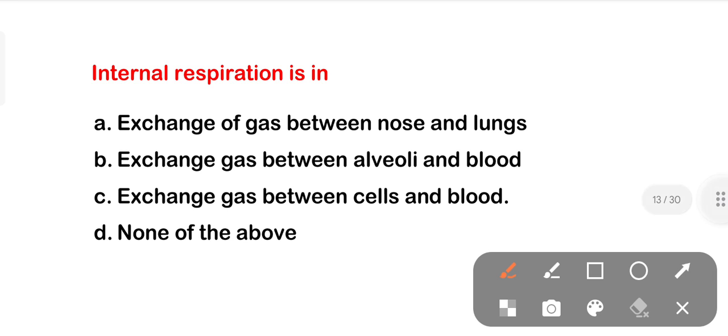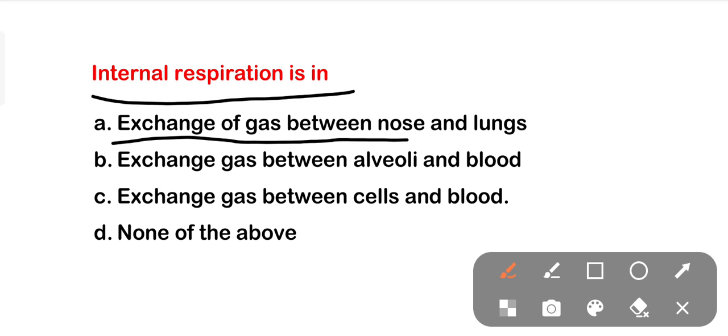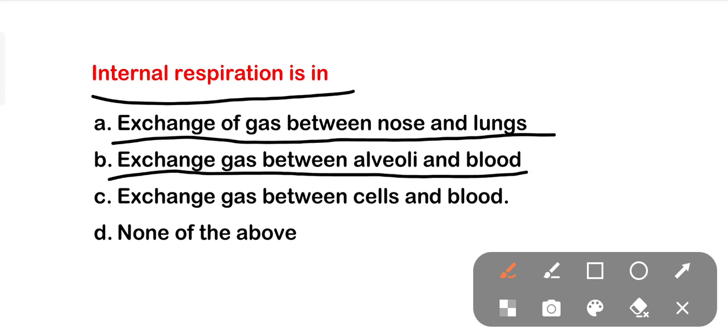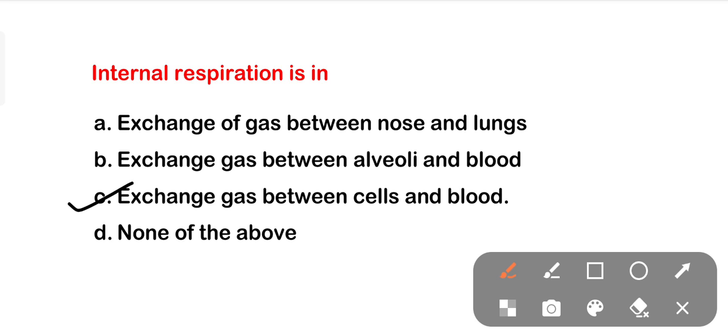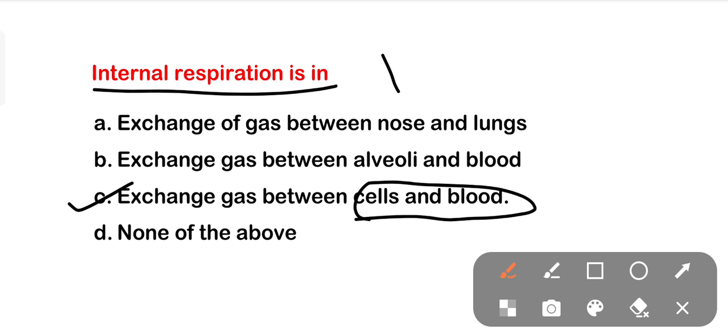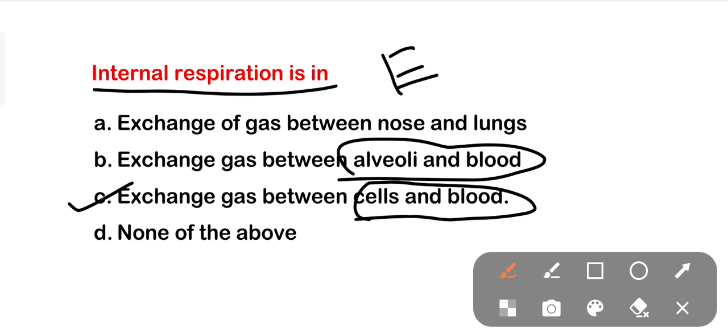The next one is, the internal respiration is. So what is the meaning of internal respiration? Option A, exchange of gas between the nose and lungs. Option B, exchange of gas between the alveoli and blood. Option C, exchange of gas between the cells and blood. Option D, none of the above. The right answer is option C. Internal respiration is nothing but the gas exchange between the cells and blood. So what is the meaning of external respiration? It is nothing but the exchange between alveoli and blood.